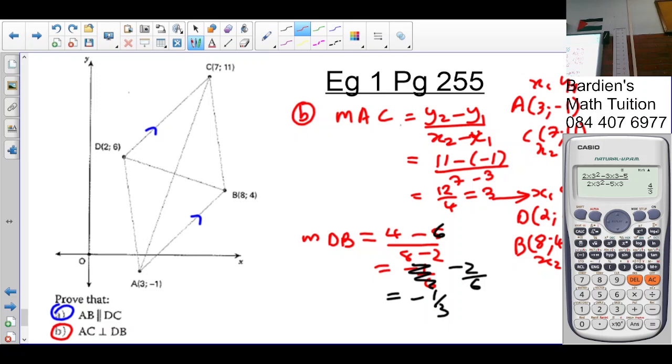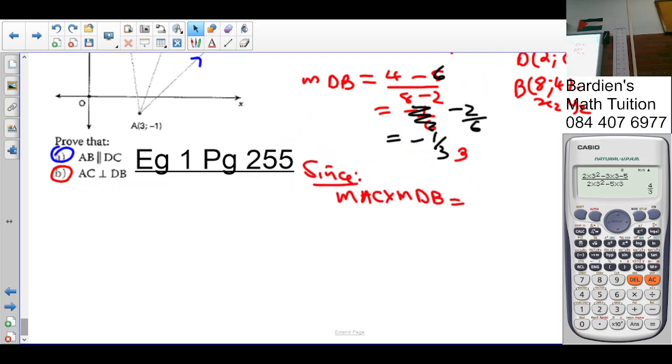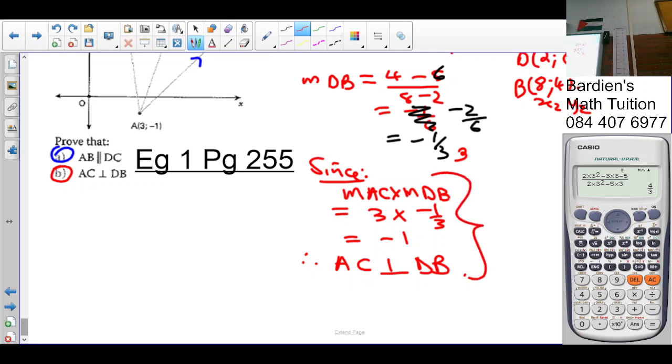Below that you write, since the gradient of AC times the gradient of DB equals... we just put it below here. We say since the gradient of AC, which is 3, times the gradient of DB, negative a third, is equal to negative 1. Therefore, AC is perpendicular to DB. And that's how you end this. This counts 1 mark. We're wrapping that up properly.